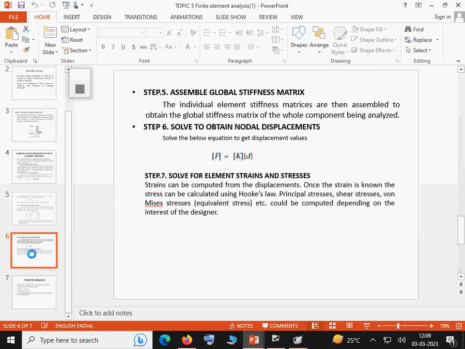Finally we can calculate the results, with the pre-processor and post-processor in your software. Finally we obtain the solution in nodal solutions. Okay. In that procedure only we have to solve our finite element problems. Okay.